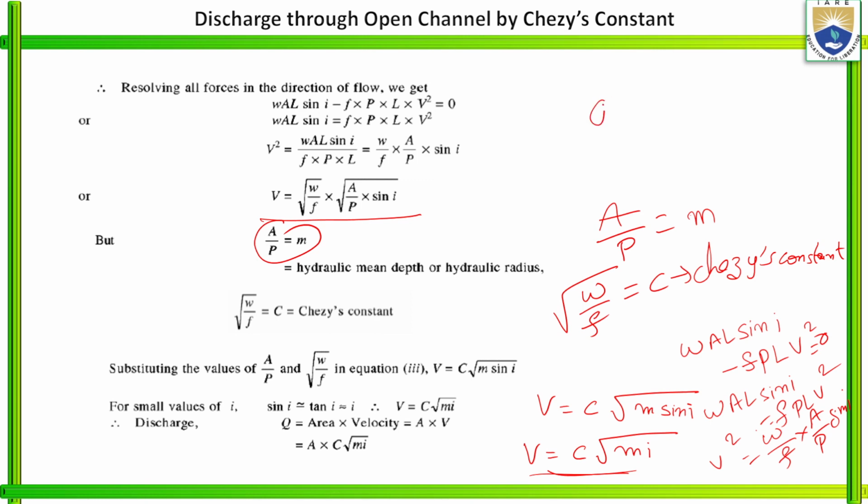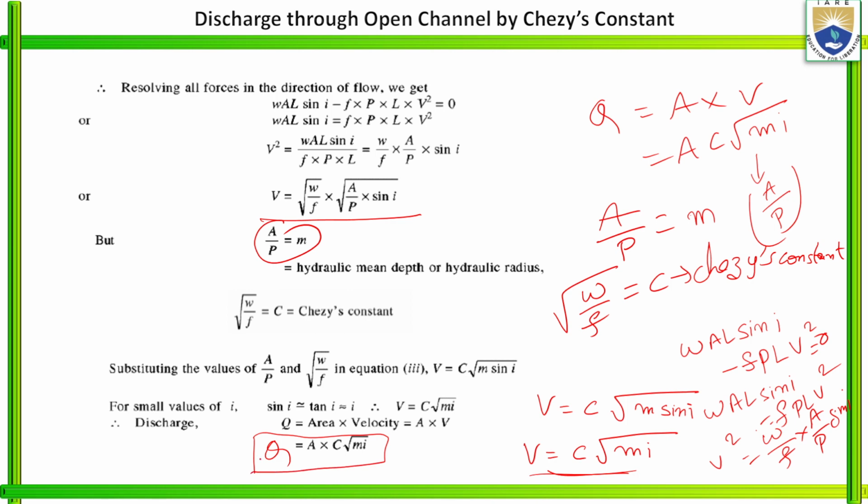So now coming to the discharge. Discharge is equal to area into velocity. Based on Chezy's constant, velocity V is equal to C root of m i. So Q is A into C root of m i, where A is the area, C is Chezy's constant, m is the hydraulic mean depth, which is A by P, and i is the slope. This is the discharge through an open channel by Chezy's constant. Final value: Q is equal to A C root of m i.